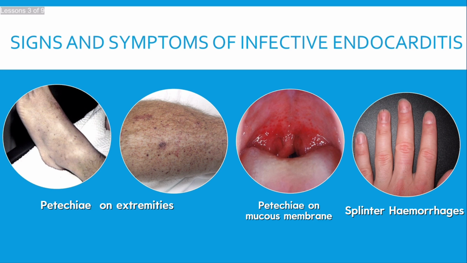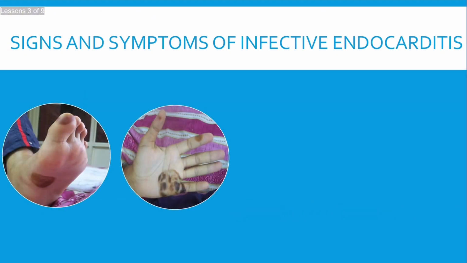Less common but highly specific signs of infective endocarditis include Osler nodes. These are painful, red nodules found on the pulp of the fingers and toes. They occur due to the deposition of immune complexes in the pulp of these areas.